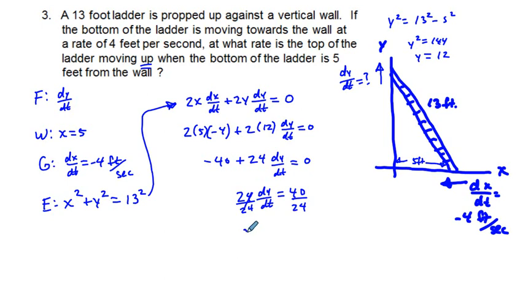we're going to get dy dt is equal to 5 over 3 feet per second. So that's going to be our answer to problem 3. Got a classic related rates problem.